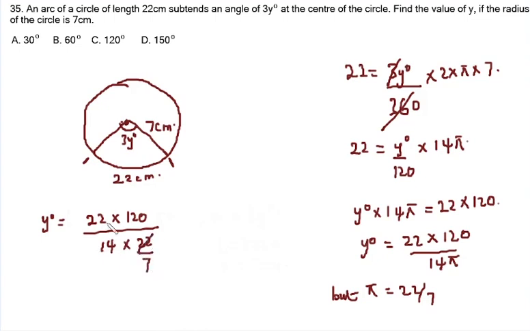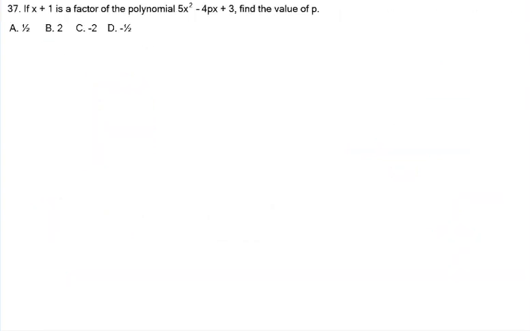So you have 22 cancelling out 22, and then you have 7 cancelling out 14. So you have 120, there's 2 here, 7 cancelling out 14 is 2. So you have 120 divided by 2, which is equal to 60 degrees. So the value for your y, which you were asked to find, is simply 60 degrees. Let's go to the next question.